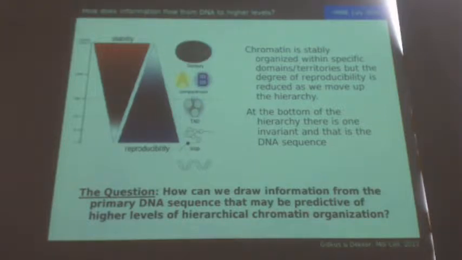So if you look at one cell next to another cell, you find differences in the way that the topological domains are being organized. But at the bottom of all this, there is one invariant, and that is the DNA sequence. The DNA sequence is invariable of cell type, condition. It's very specific to the organism, and it is conserved. So the main question I'm interested in is, how can one draw information from the primary DNA sequence that would be predictive of these various levels of organization?